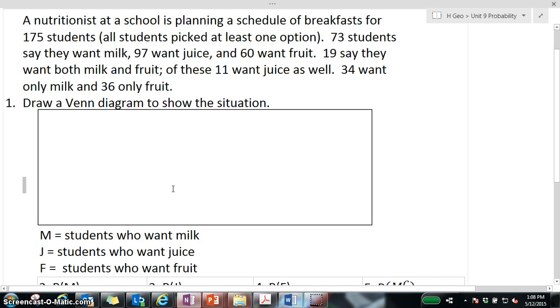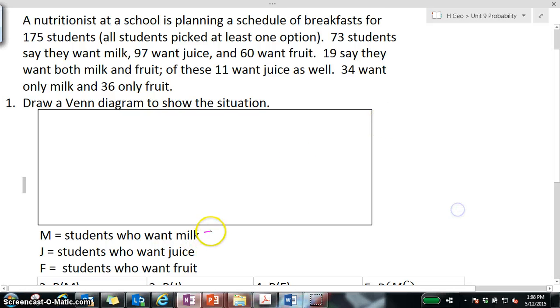All right, this is for the honors geometry. We have three things going on here, so our Venn diagram is going to get kind of crazy. A nutritionist at school is planning a scheduled breakfast for 175 students. All students picked at least one option. 73 students say they want milk, 97 want juice, and 60 want fruit.